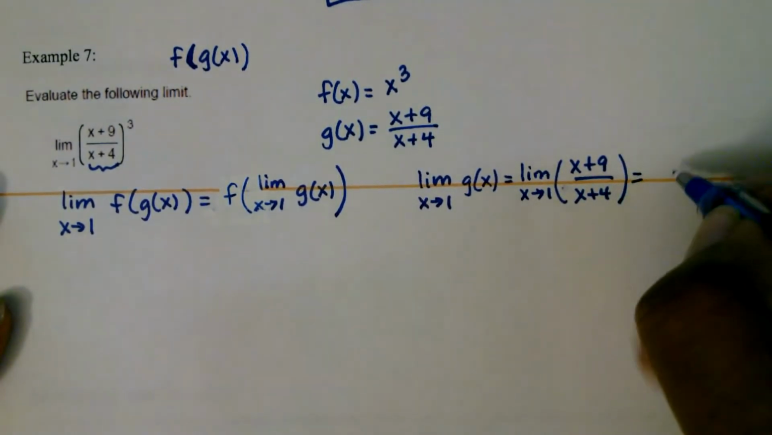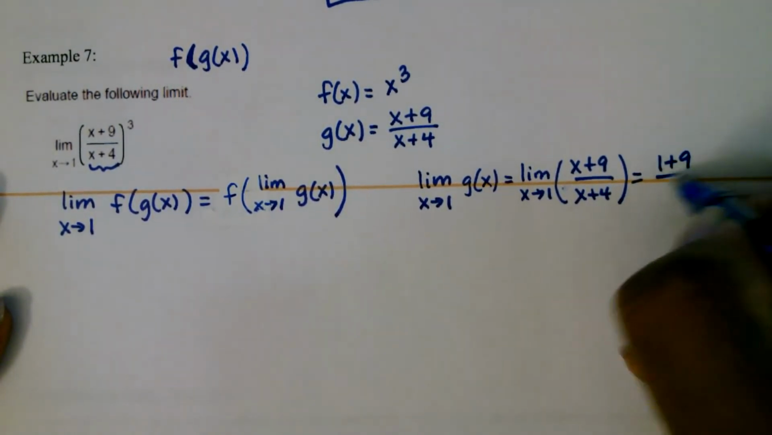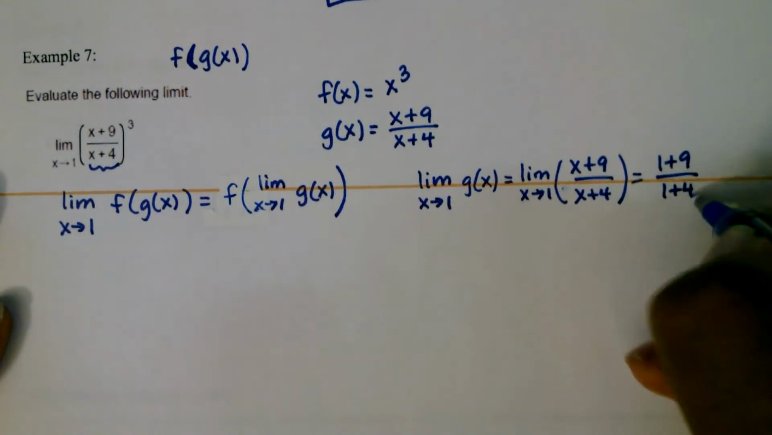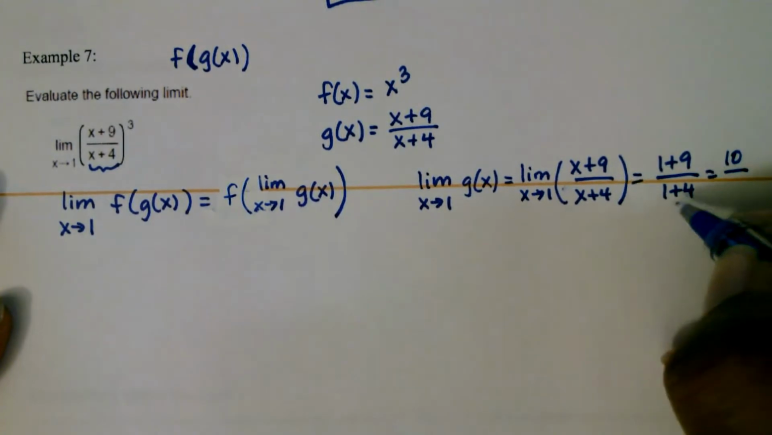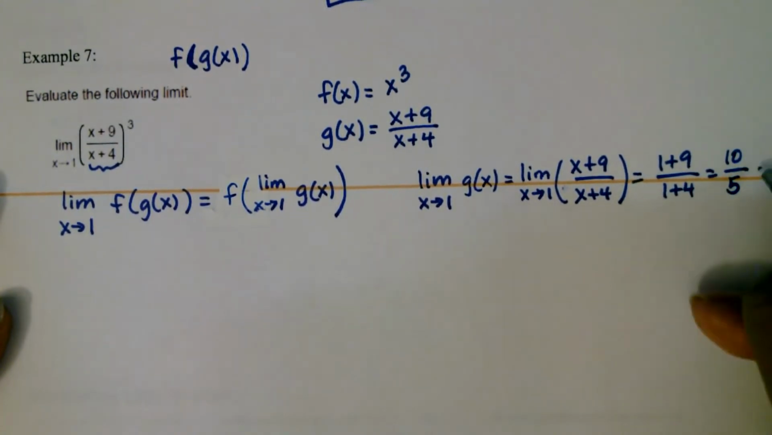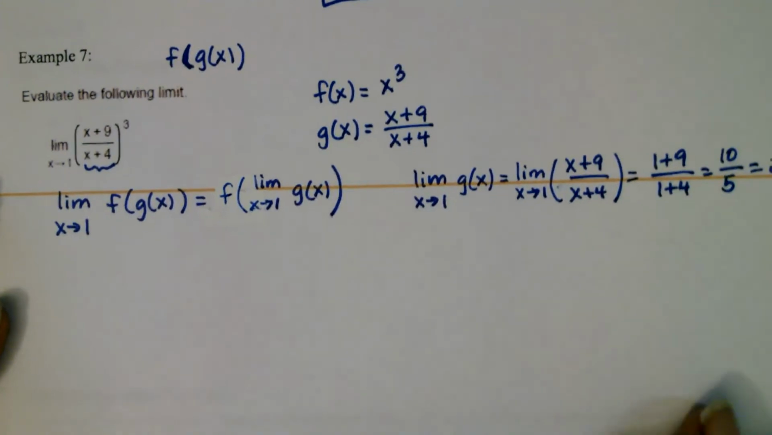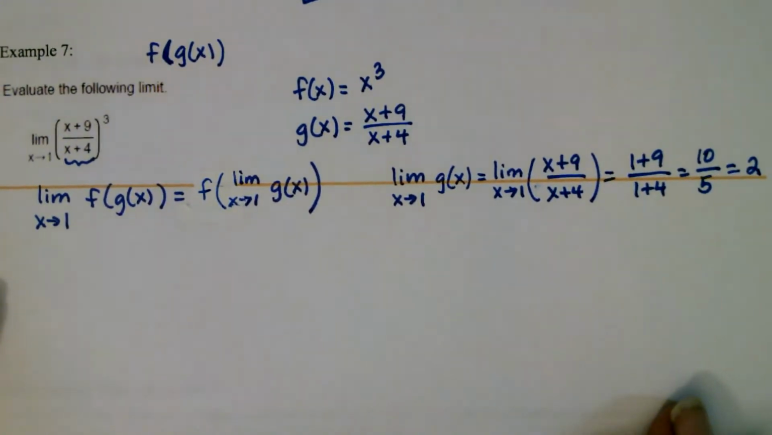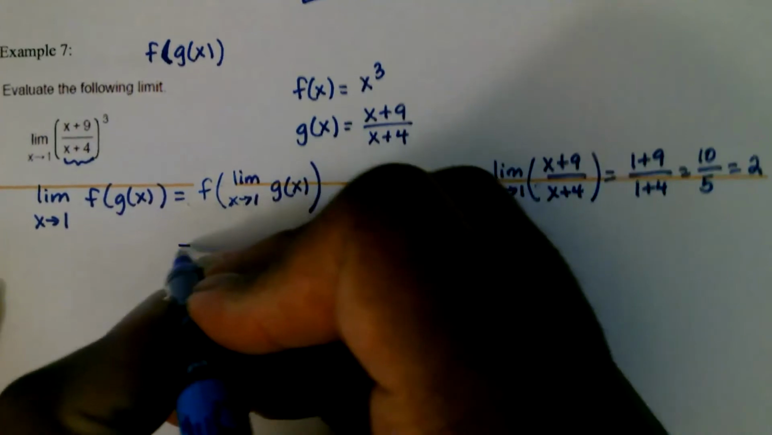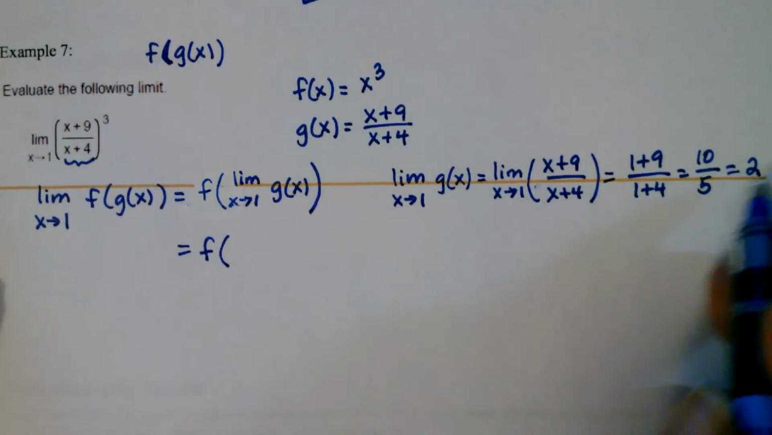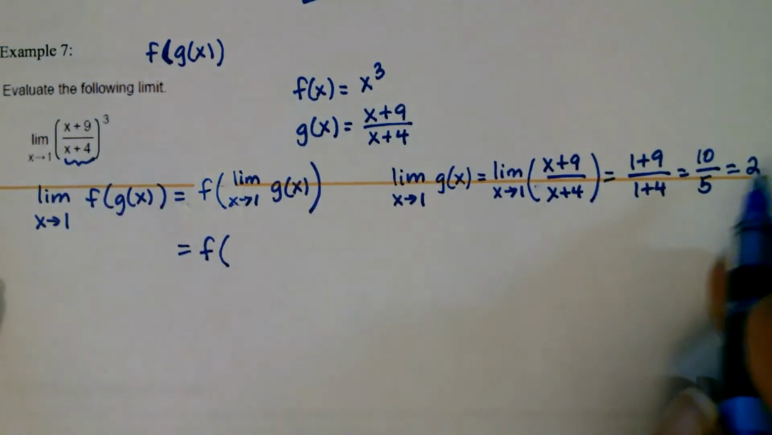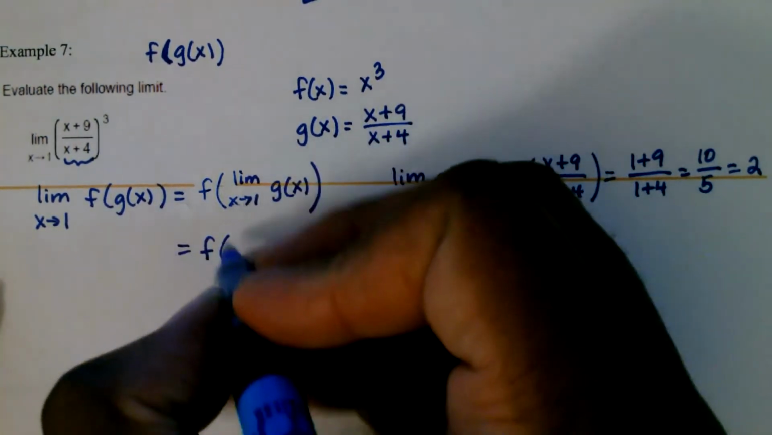So this will be 1 plus 9 in the numerator divided by 1 plus 4 in the denominator. 1 plus 9 is 10, divided by 1 plus 4, which is 5. 10 divided by 5 is 2. So the limit as x approaches 1 of g of x is 2. So I'm going to come over here, bring down the f, and replace this with what the limit as x approaches 1 of g of x is equal to, 2.